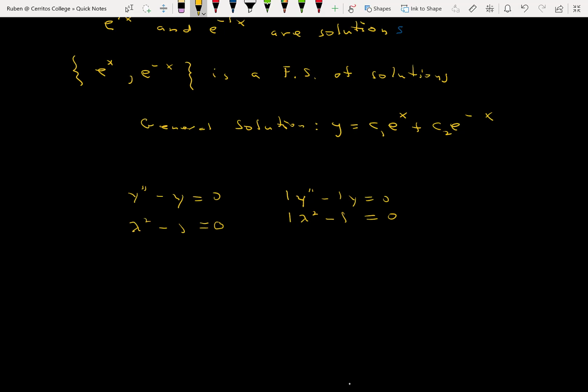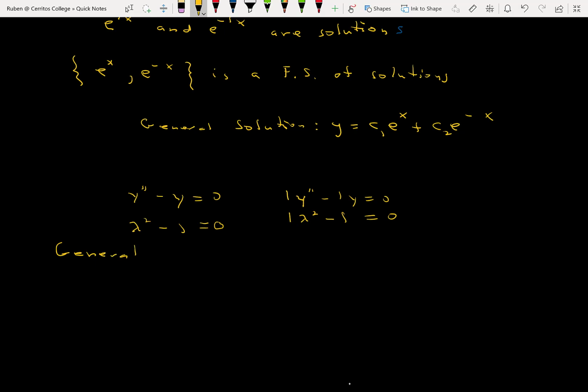This type of thing always happens. So our next thing is to skip the initial assumption. No, we're actually not going to skip the assumption, but skip the initial writing of the solution as y equals e to the lambda x, and substituting that into the differential equation to identify the auxiliary equation. We're going to go directly to the general case.